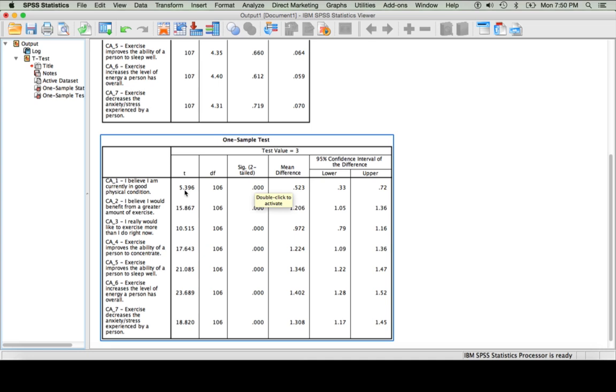These are the 3 fundamental things that we'll wind up reporting though: t, degrees of freedom, and the significance level. And you can see for all of these, the significance level is lower than 0.05, which means that the means differ significantly from the neutral value on the scale, 3, as specified here.